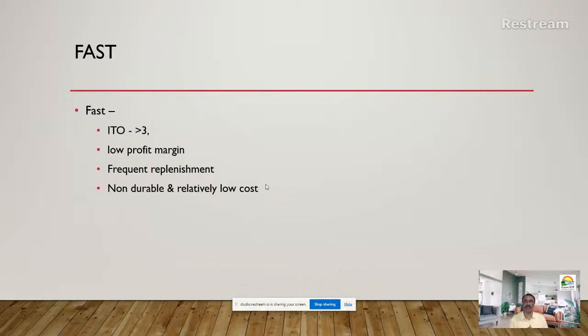And one characteristic of a fast moving item is that it usually has a low profit margin. So you should be able to control, monitor and keep checking, because the margin is low as it is fast moving.